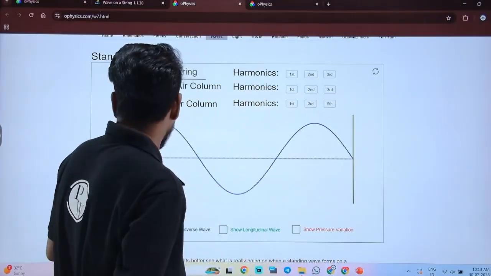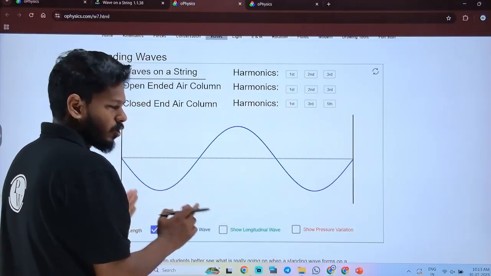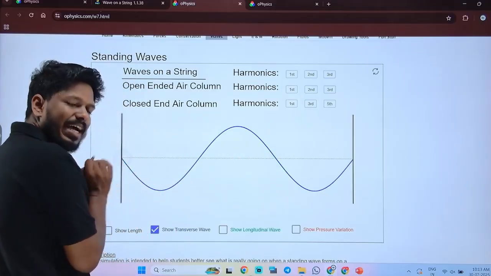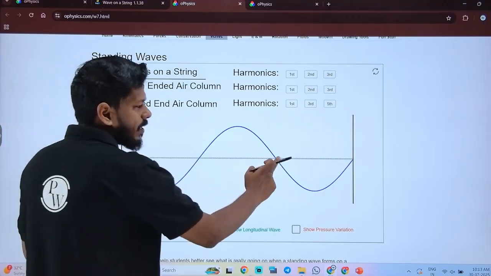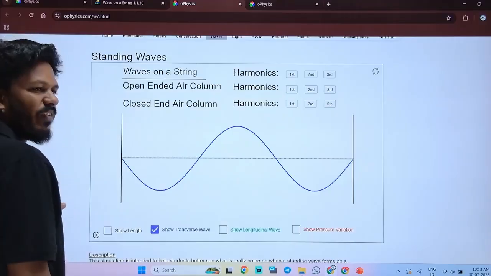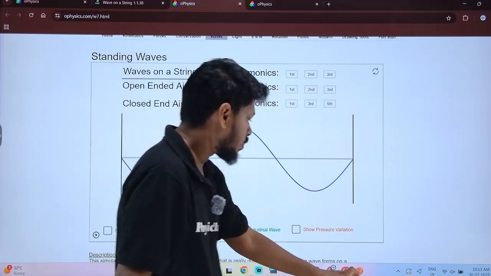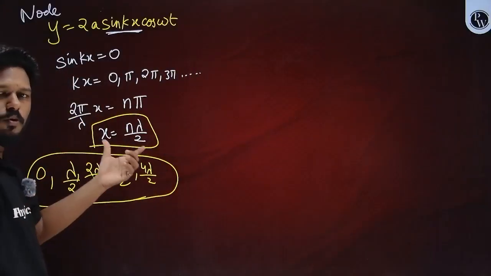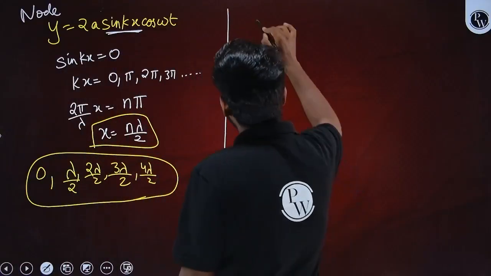So if this is my complete wave, this is my wavelength λ. At 0, I have a node. At λ by 2, half of the wave, I have a node. At 2λ by 2, I have a node. At 3λ by 2, I have a node. Are you able to follow? Nodes mean zero displacement. So the positions where I am going to get nodes are λ by 2, 2λ by 2, 3λ by 2.